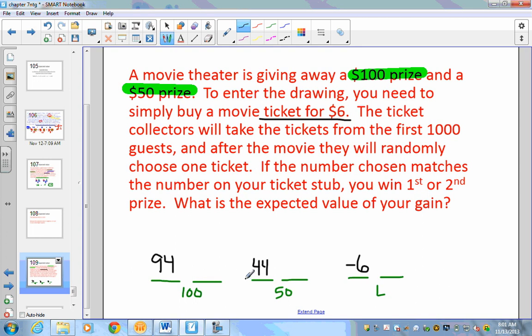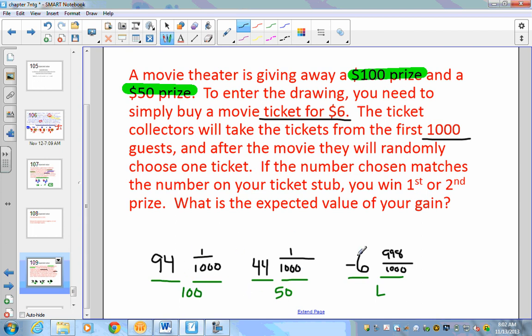Now the probability of winning: this says first 1,000 guests, so it's going to be out of 1,000. That means one ticket out of 1,000 will win the $100 prize. Now this is where students get screwed up. One ticket out of 1,000 will win the $50 prize. A lot of students are going to want to say 1 out of 999. You can't do that, because out of 1,000 tickets, one will win the $100 prize and everybody else will be a loser, which means 998 tickets will be losers. Now check to make sure all your probabilities add up to one whole, which they do.